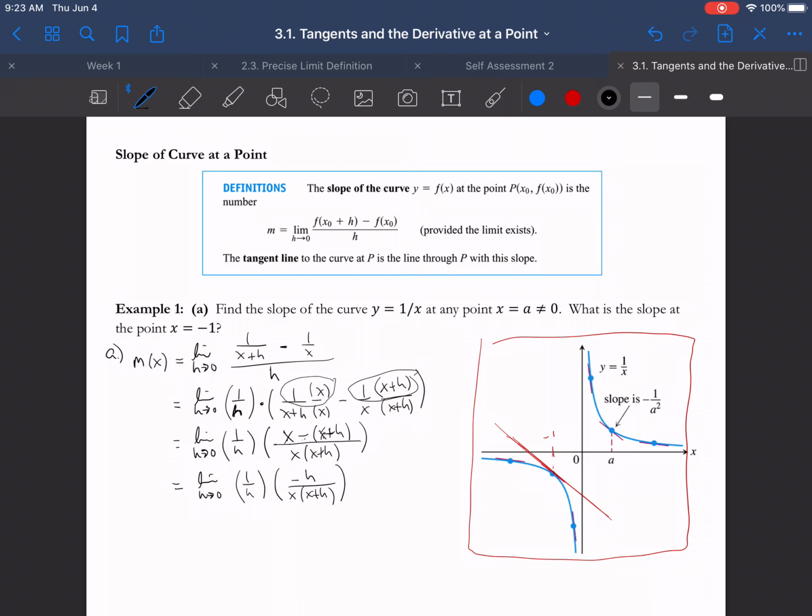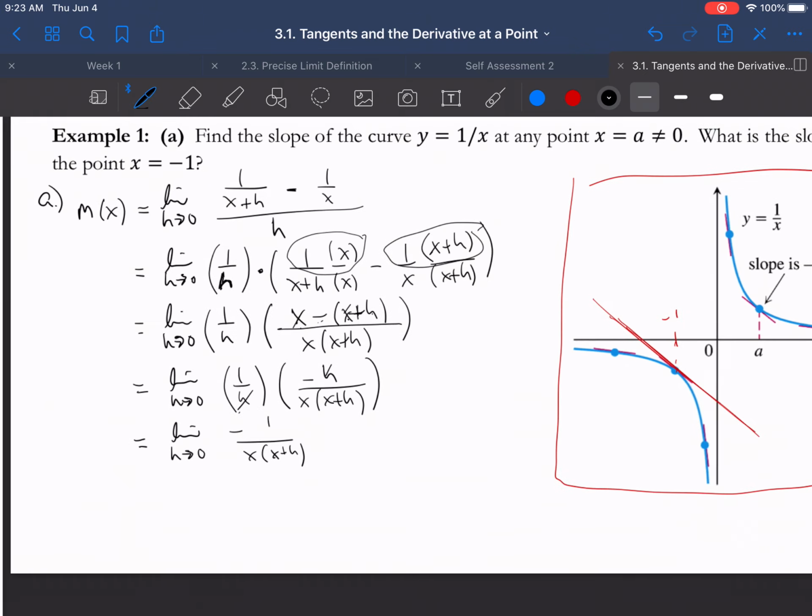Now I have a 1 over h here, and I have an h up here, a negative h. So I can actually go ahead and cancel out the h's and just leave me with that negative. And I'll have limit as h goes to 0 of negative 1 over x times x plus h. And at this point, if I plug in 0 for h, I'm not going to get an error. It's going to work. And so I can go ahead and do that. That h will go to 0.